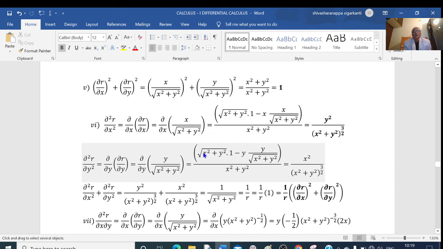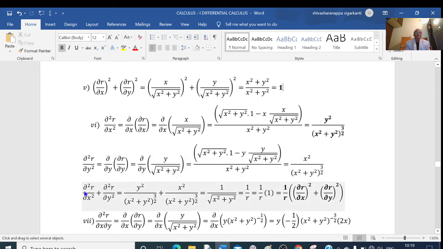Then in the numerator, taking the LCM, I am getting √(x² + y²) into √(x² + y²), which is x² + y², minus y². So y² minus y² gets cancelled, x² remains, and in the denominator x² + y² and one more √(x² + y²) remains. So that is x² + y² to the power of 3 by 2.